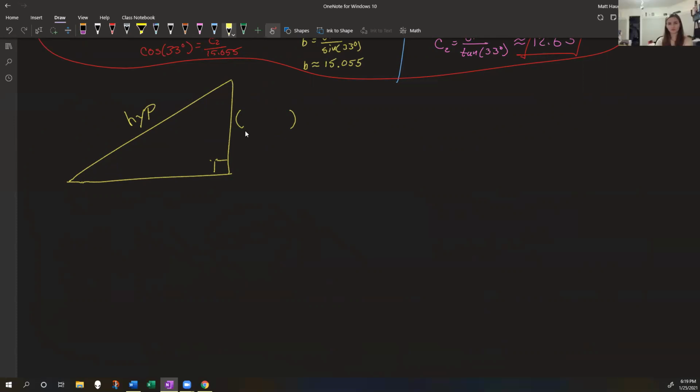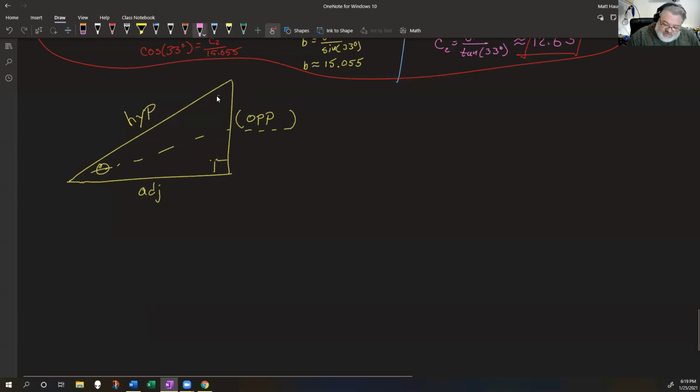I suppose it depends on what angle you're using as your reference. It does. This side is the opposite side if you're talking about that angle, because it is the side opposite that angle. And this would be the adjacent to that angle. But if we're talking about this angle up here, then this side length is the adjacent length, and that one's the opposite.